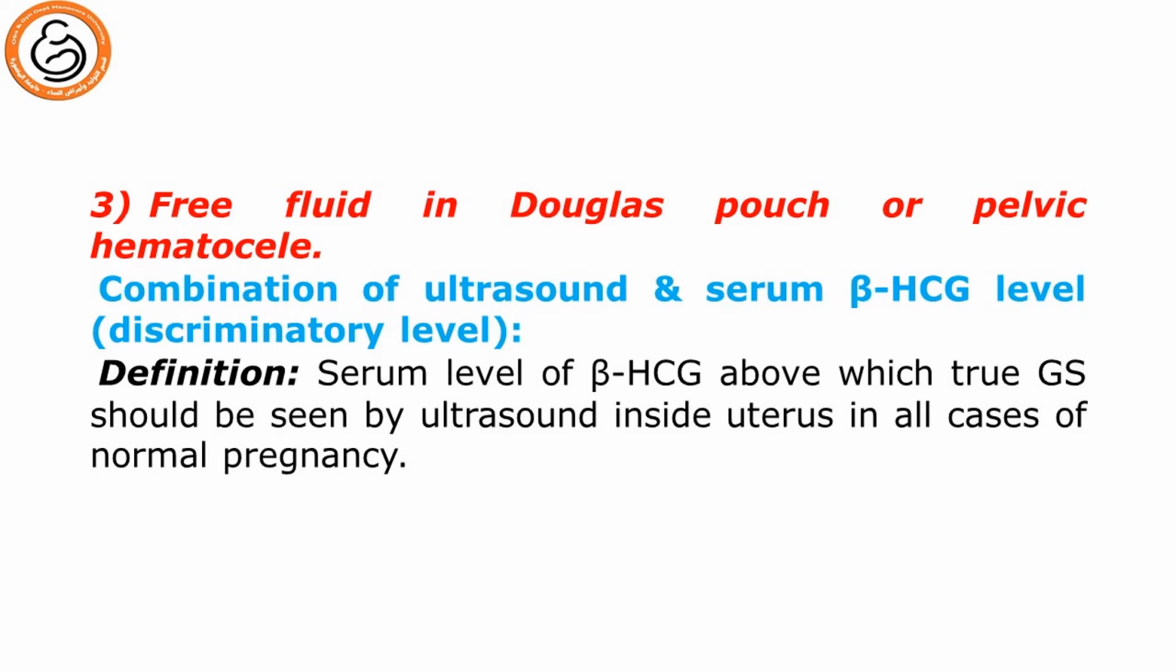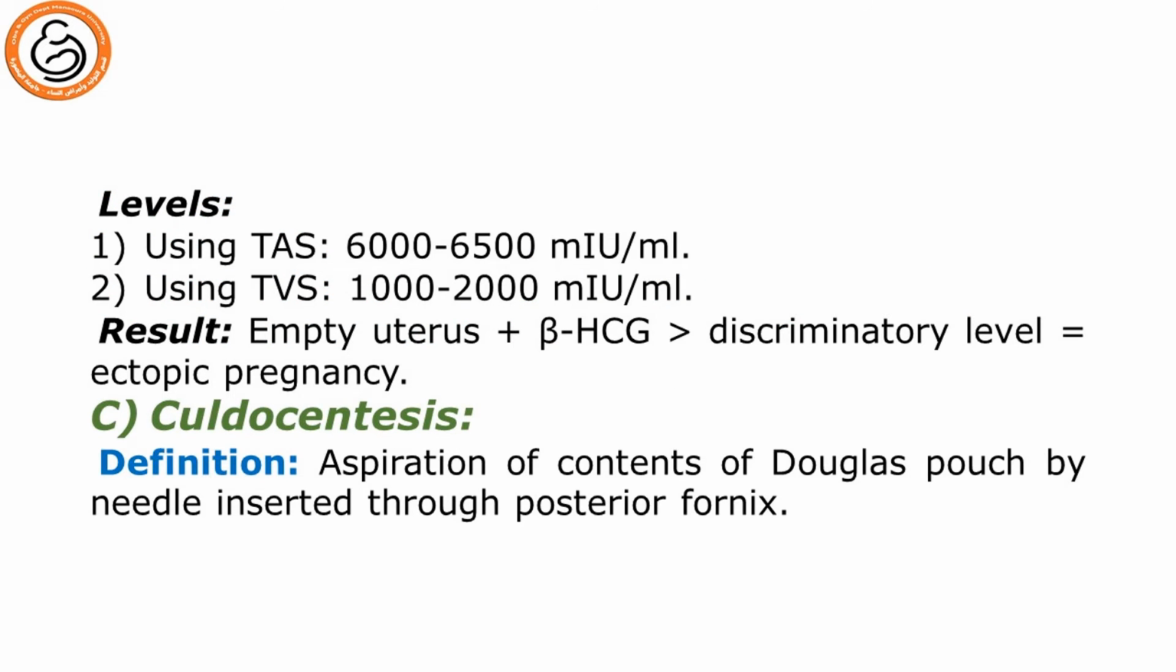Sometimes we notice presence of free fluid in Douglas pouch or pelvic hematocele, which is hematoma accumulating in the Douglas pouch. Using combination of ultrasound and the serum beta HCG level, which is called discrimination zone, defined as serum level of beta HCG above which true gestational sac should be seen by ultrasound inside the uterus in all cases of normal pregnancy. It equals 6,000 to 6,500 milli international unit of HCG in case of examining by abdominal ultrasound, and in case of transvaginal ultrasound 1,000 to 2,000 milli international unit will be sufficient to visualize the intrauterine pregnancy. So by combining both beta HCG level in the discrimination zone and the ultrasound assessment, if we have empty uterus with beta HCG more than the discriminatory level mentioned before, we'll have ectopic pregnancy.